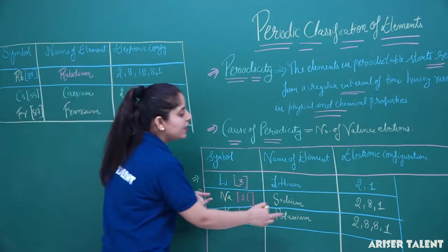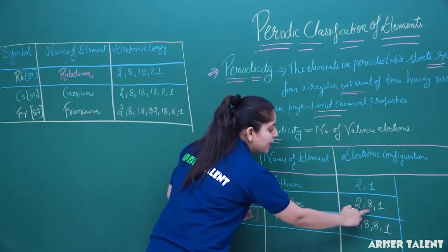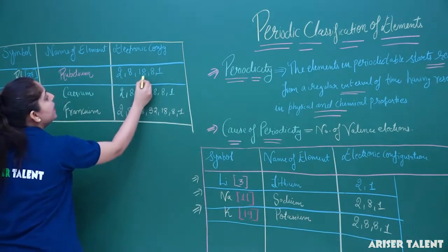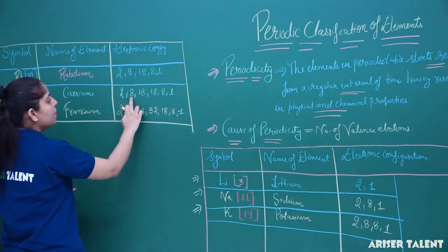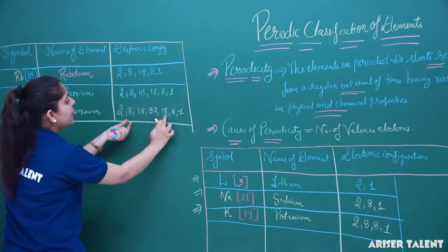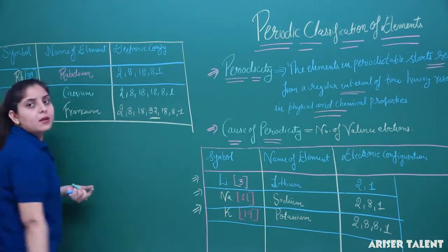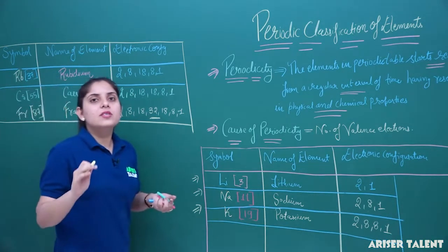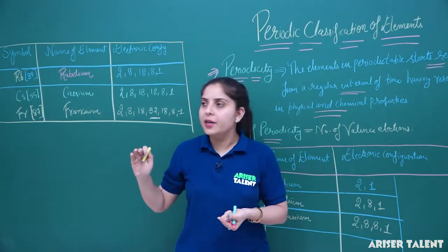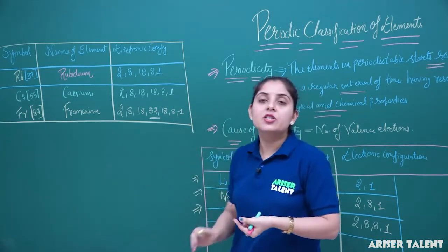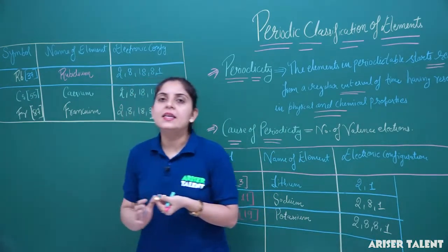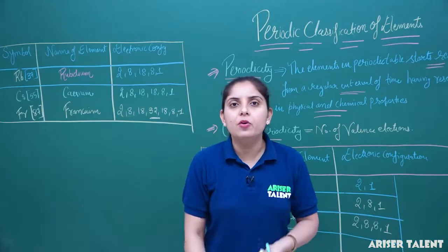You can see here it is 2, 1, then 8 comes in the middle, then 8, 8, then between 8 and 8, 18 comes. Between 8 and 8, 18 and 18 will again repeat, and between that 18 and 18 again 32 is going to repeat. So the maximum electrons that can be filled in the shell will be 2, 8, 18 and 32. So you can observe this classification from this table. Now this is all about the periodicity and the cause of periodicity in the periodic table.